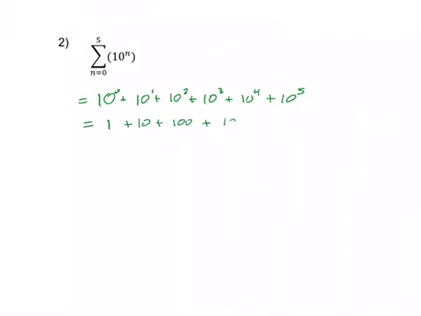Again, I have my sigma right here. So that means that I have a sum of 10 to the n, going from 0 to 5. So this is the same as 10 to the 0 plus 10 to the 1 plus 10 squared plus 10 cubed plus 10 to the 4 plus 10 to the 5th, right? So this is 1 plus 10 plus 100 plus 1,000 plus 10,000 plus 100,000.